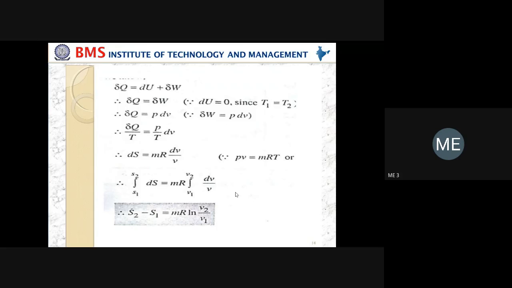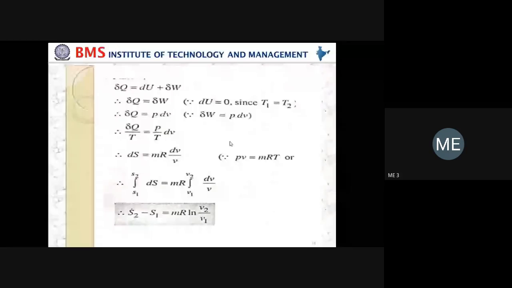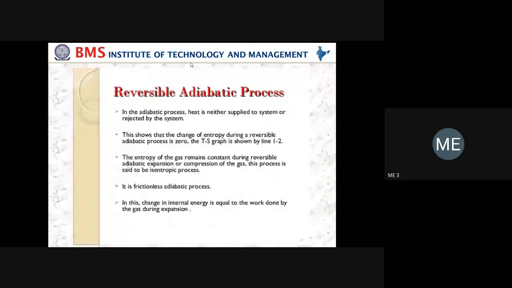So this is the expression for the isothermal process. Whatever I derived first were the general equations. Now I am doing the derivation of entropy change for each individual process. For the third process, S2 minus S1 is mR ln V2 by V1. Okay. Next, the adiabatic process.